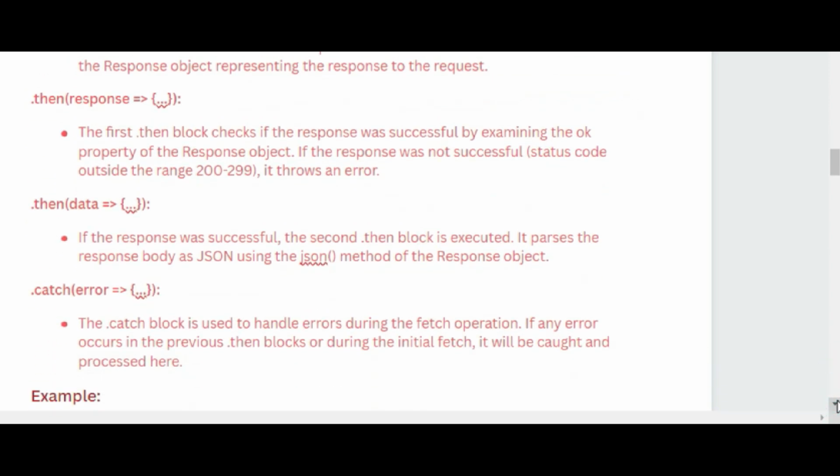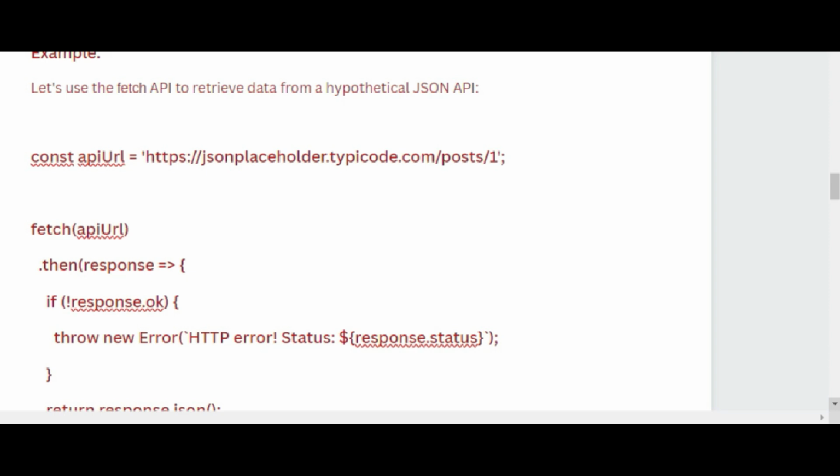Dot then data. If the response was successful, the second .then block is executed. It parses the response body as JSON using the json method of the response object. Dot catch error. The .catch block is used to handle errors during the fetch operation. If any error occurs in the previous .then block or during the initial fetch, it will be caught and processed here. Let's understand with the example.